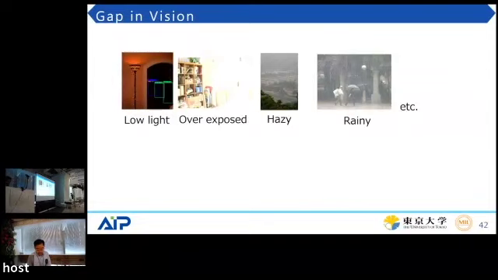So another gap I want to mention is the gap in vision. For example, we know that most computer vision works perfectly on ideal data, like when the image is well lit and of normal size. But how do you deal with low light conditions? Or when it's overexposed? This is quite common.